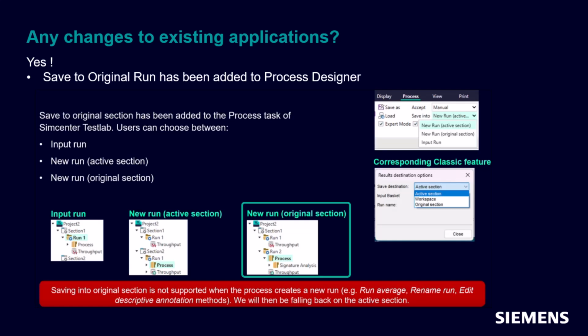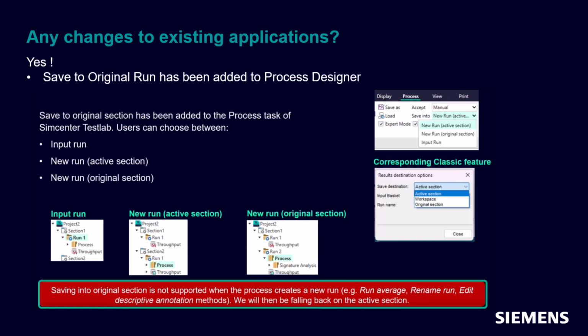If I add it to a new run in the original section, it goes to the original section that was added to the input basket and not the active section that's in your pull down. And it works for everything except if you're creating a new run as part of the process. So that's kind of the caveat.